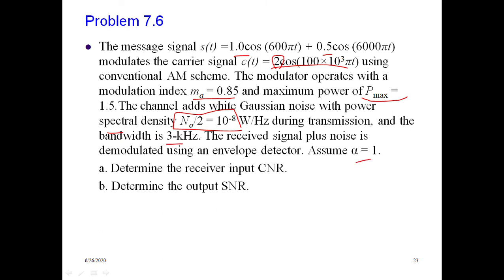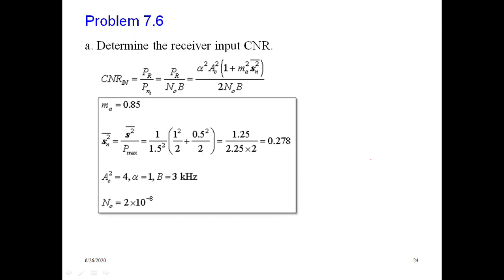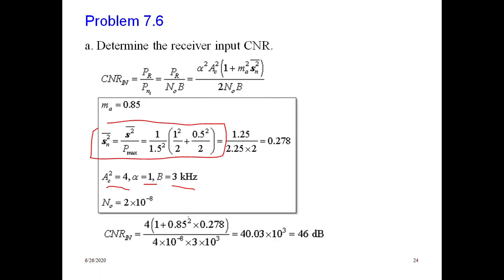Now calculating the CNR and SNR is easy as long as you can remember the equation. We substitute the values, as I've explained here. This is to find the normalized signal. So AC is 2, squared becomes 4. Then it's straightforward, and we can find the CNR.